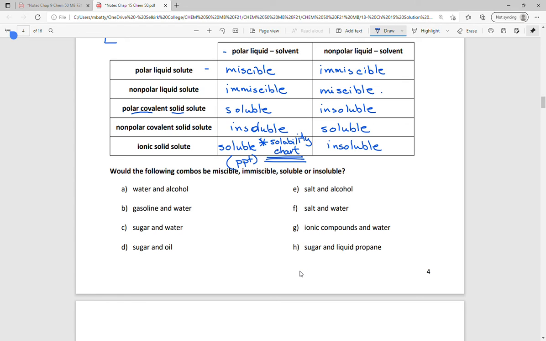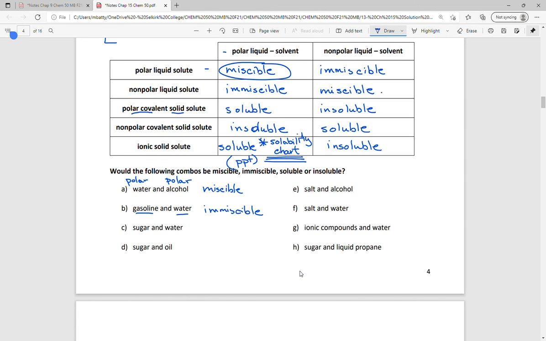Okay, so let's take a look at these. So would these be miscible, immiscible, soluble, or insoluble? And I like categorizing them. So water and alcohol, that's going to be miscible. But why? We know they mix. So what we have here is a polar liquid in a polar liquid, right? They are miscible. That was the first example up here. Gas and water, they don't mix.